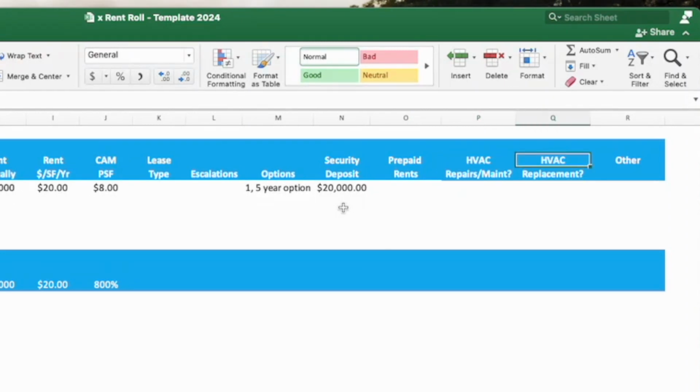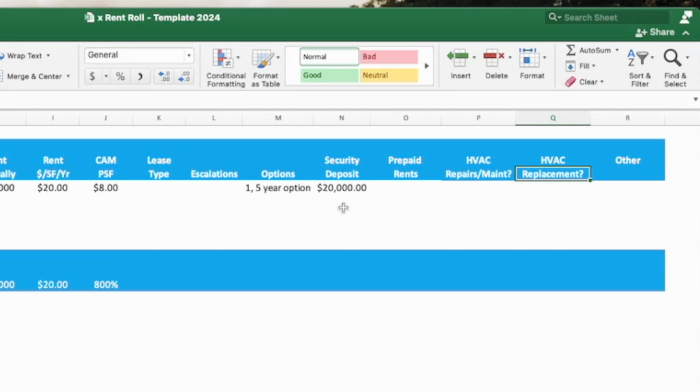A few last things here is HVAC. This is very important. This is not an item that is so much on a lot of rent rolls. I only see them on about a quarter of the rent rolls. But it's important to know who's responsible for repairs and maintenance and who's responsible for replacement. Because if the repairs and maintenance is the tenant's, sometimes there are caps to that you want to be aware of. If it's the landlord's responsibility, you're going to want to know what those responsibilities look like.